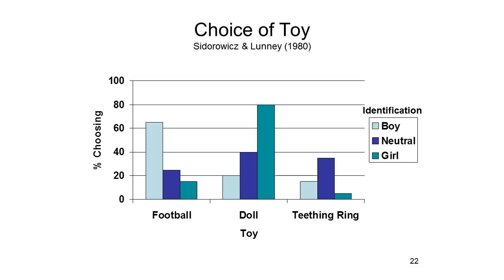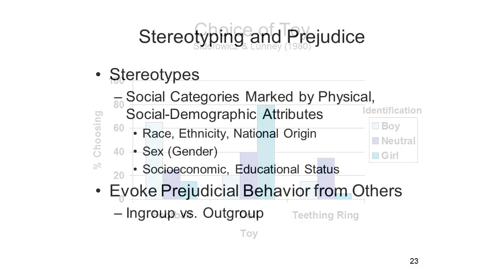The point is that the mere presence of the child and the child's identification as a little boy or a little girl evoked behavior from the other people in the environment, the adults in the environment. The identification of the child changed the environment, structured the environment, independent of anything the child, him or herself, actually did.